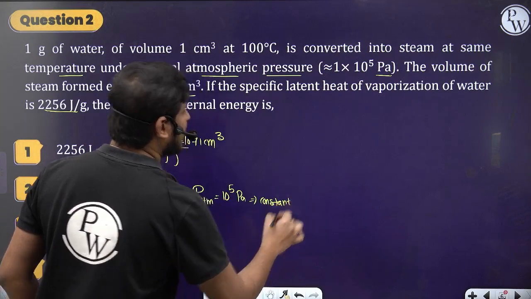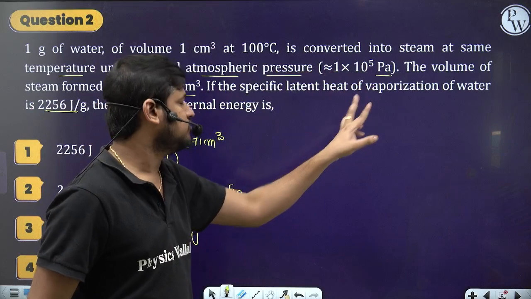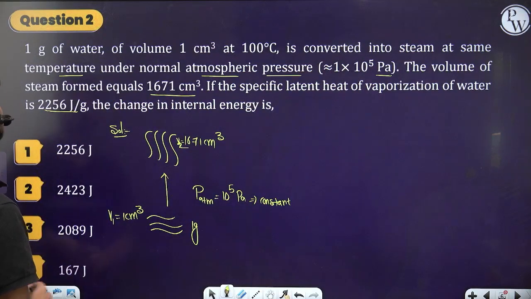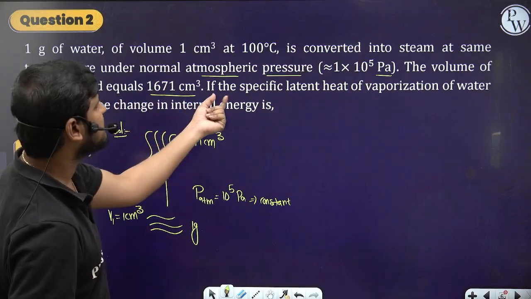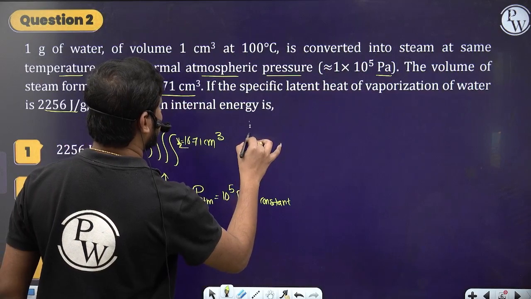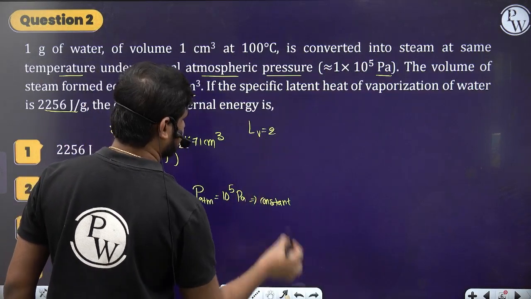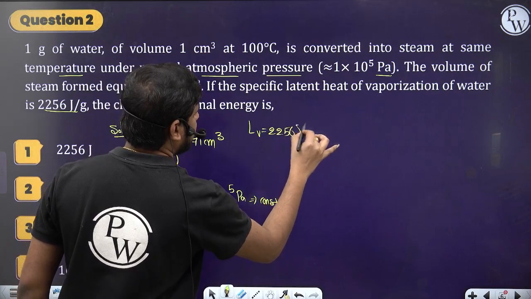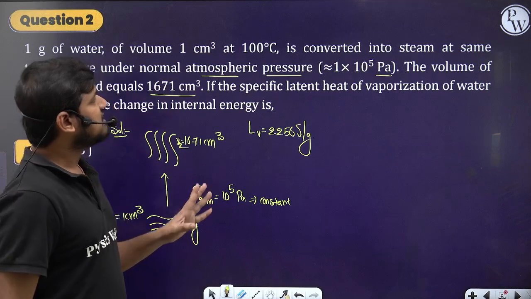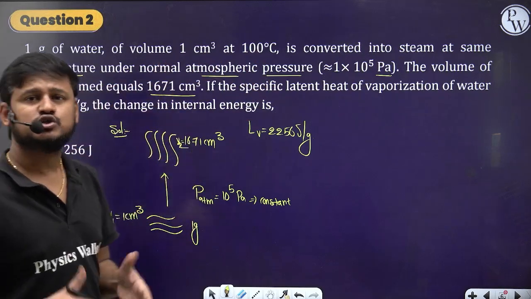Chalo. Every sentence and every word has meaning in this question. You guys have to understand each statement properly, right? Chalo. So the steam formed is 1671 centimeter cube, and the specific latent heat of vaporization Lv is given as 2256 joule per gram. The first thing I have to find is the change in internal energy. Sir, here there is no temperature change, 100 degrees at the same temperature. So delta T is 0.